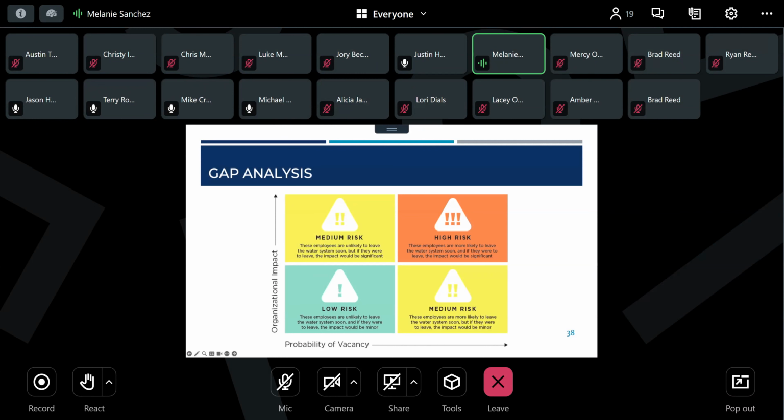Medium risk employees are two categories. So employees that are likely to leave the water system soon, but if they were to leave, the impact would be pretty minor. Or people who are unlikely to leave soon, but if they were to leave, the impact would be pretty significant. And those top medium risks do eventually move into high risk after they've gained a little bit more time in the industry and maybe are planning on leaving soon. Obviously, low risk, we don't really need to think about when looking at SWOT, position knowledge surveys, or gap analysis.